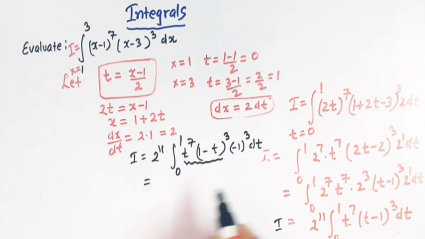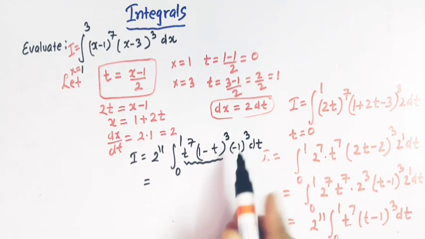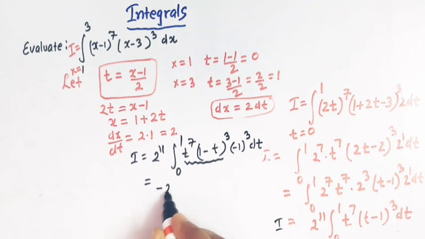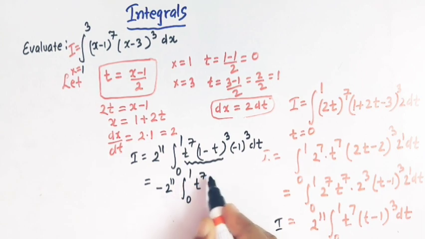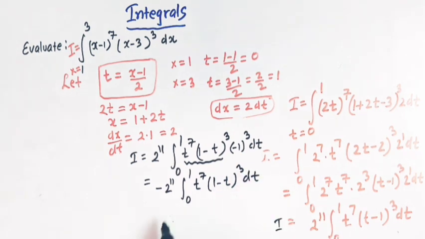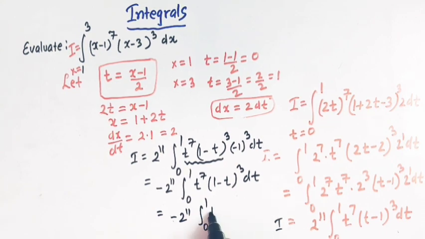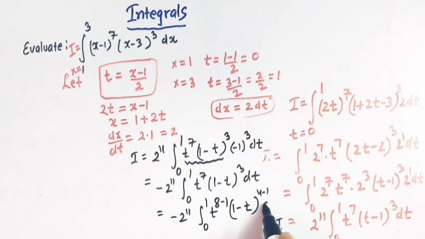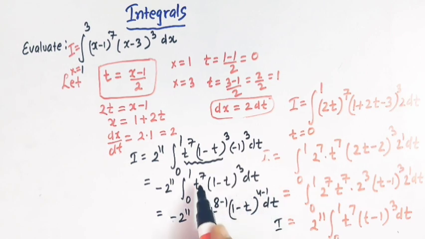So now we can write this negative 1 raised to 3 as minus 1. So we have minus 1 raised to 11, then integral from 0 to 1, t raised to 7 and 1 minus t raised to 3 dt, right? So let us write this integral as 0 to 1, t raised to 7, where 7 can be written as 8 minus 1, and 1 minus t raised to 4 minus 1 dt, because we are writing 3 as 4 minus 1 and 7 as 8 minus 1.